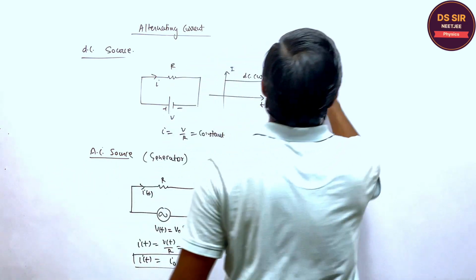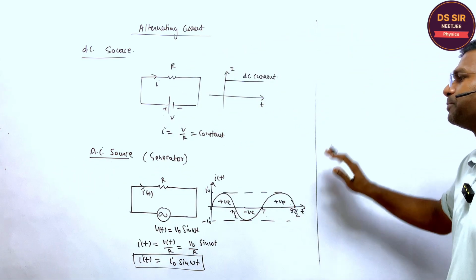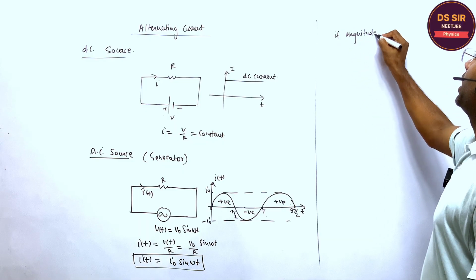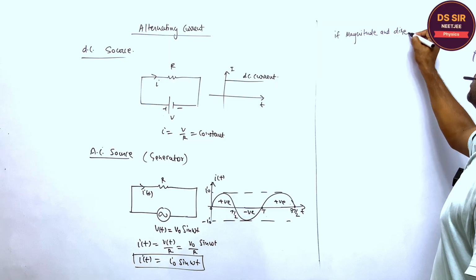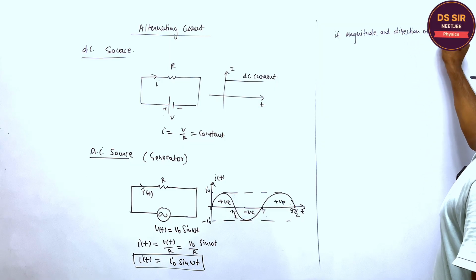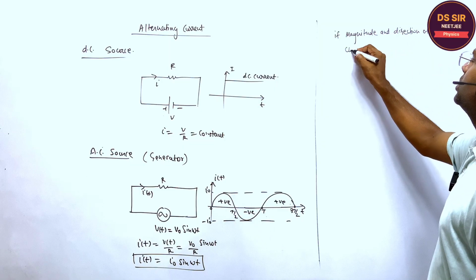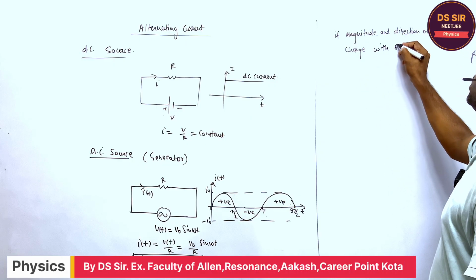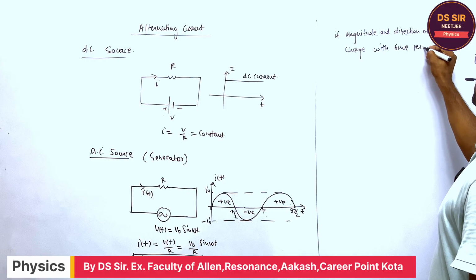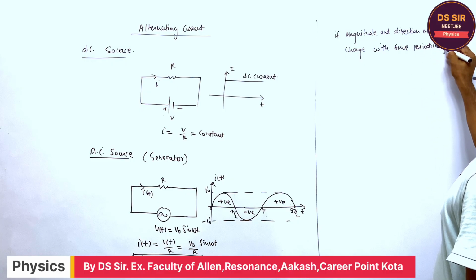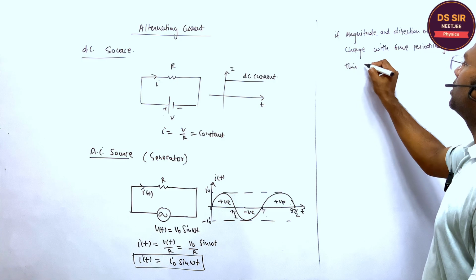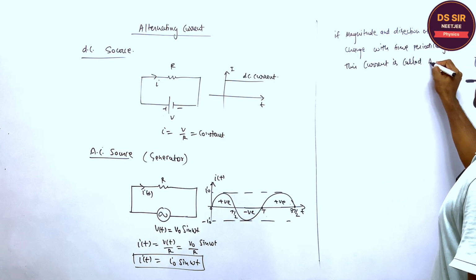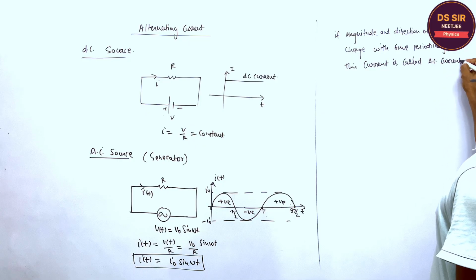So I am writing the definition of the alternating current. If the magnitude and direction of the current change with time periodically, this current is called alternating current, AC current. Do you understand or not?